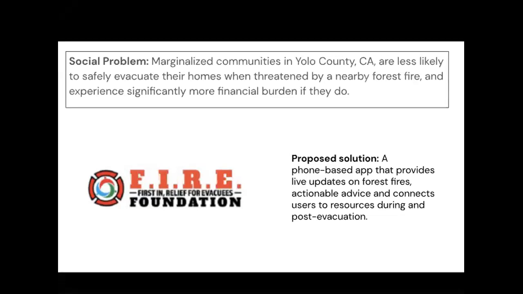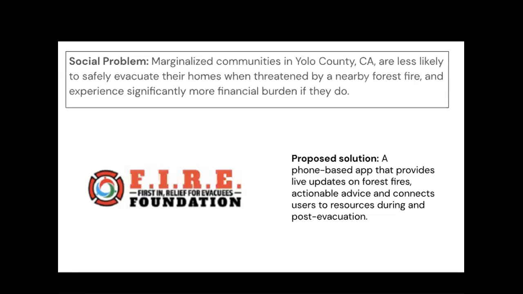The example is fictional, but it pulls from a couple of different projects that we have supported over the years. And the social problem this example seeks to address is that households that earn below the median income in Yolo County, California, especially those below the poverty line, are less likely to be able to safely evacuate their homes when threatened by a nearby forest fire, and they experience significantly more financial burden if they do.